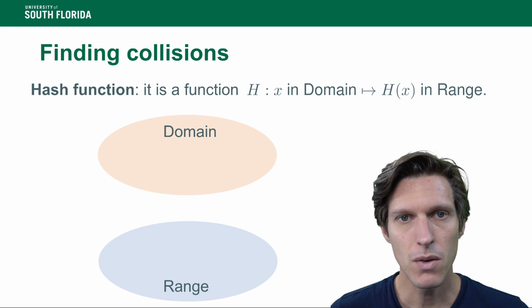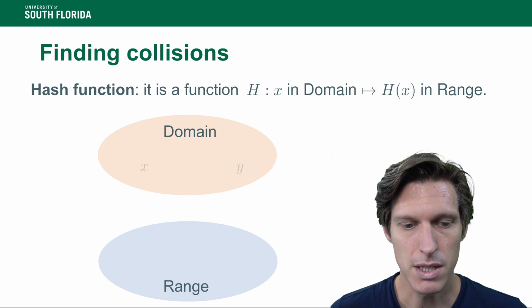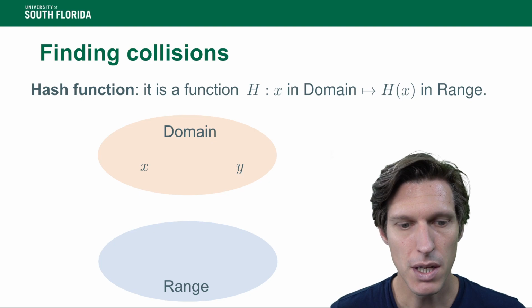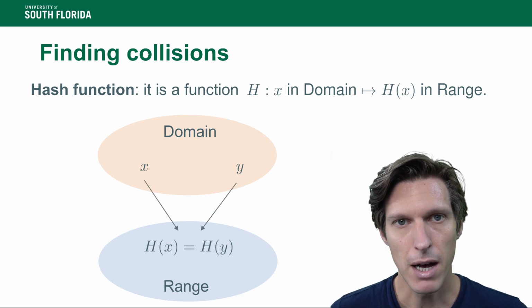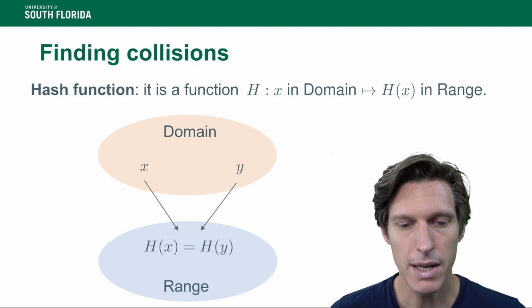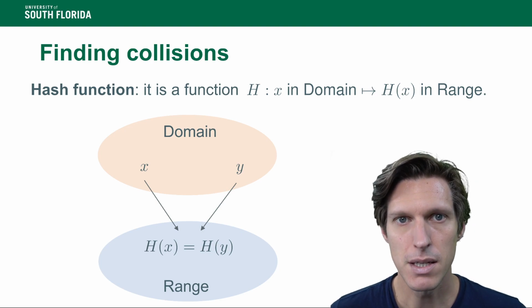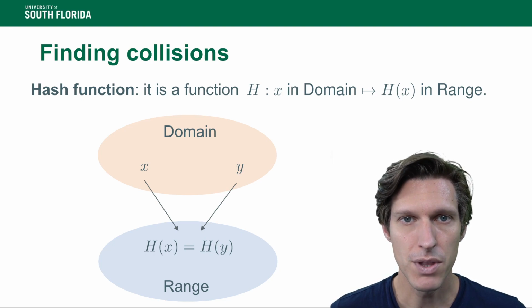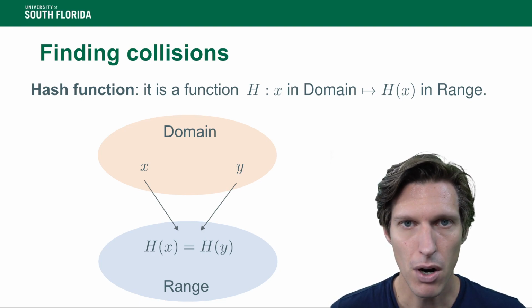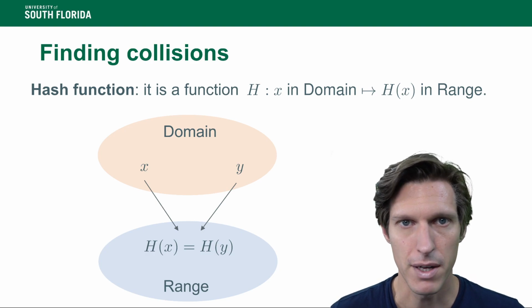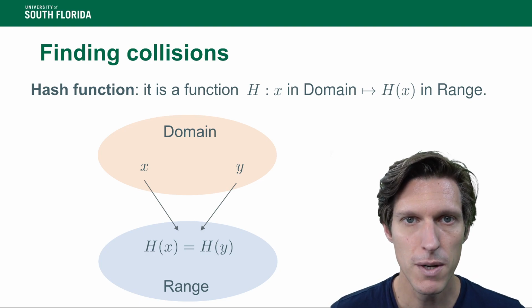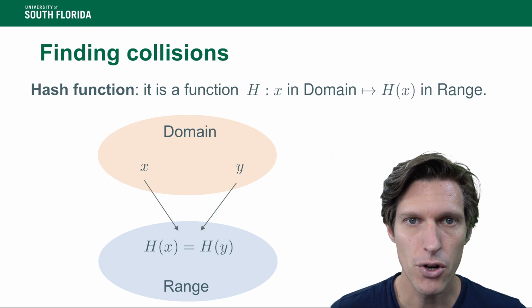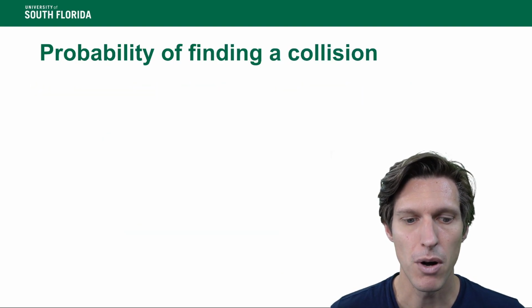Now, finding a collision means you find 2 inputs in the domain that map to the same output in the range. If x and y are different, that is a collision. For reasons that will become more clear when we discuss the role of hash functions in cryptography, we want collisions to be very hard to find. Now, they're never impossible to find, for the reasons we just mentioned before. We just want them to occur with a very small probability.